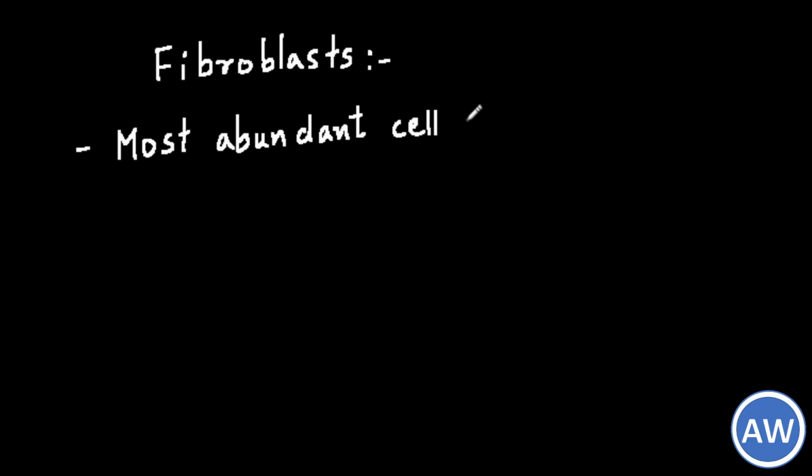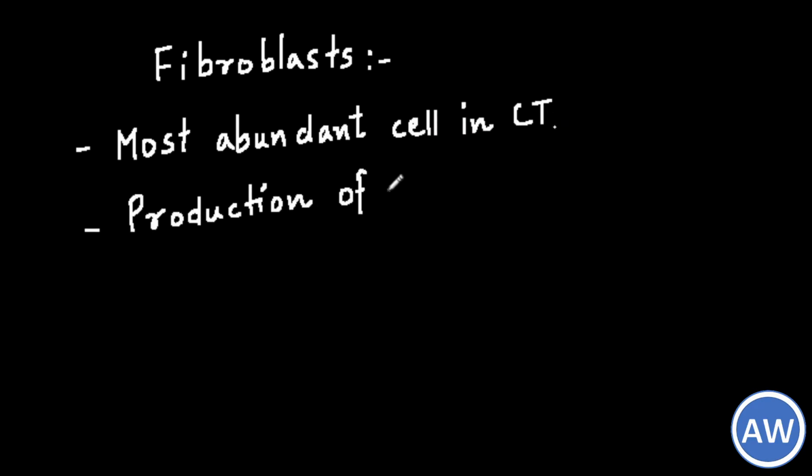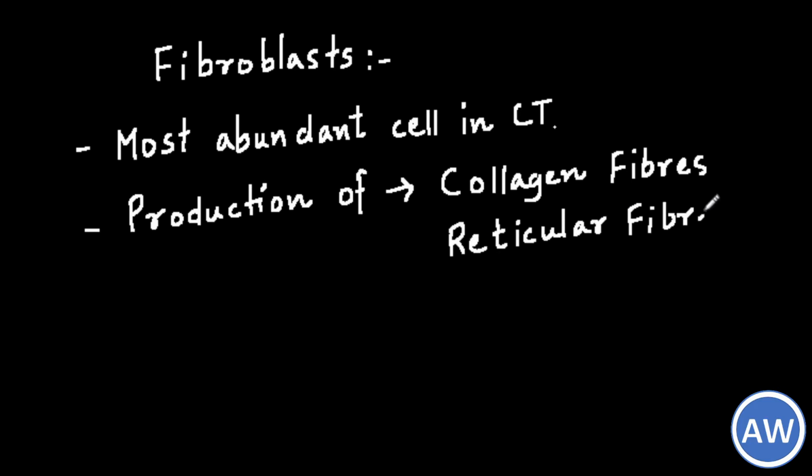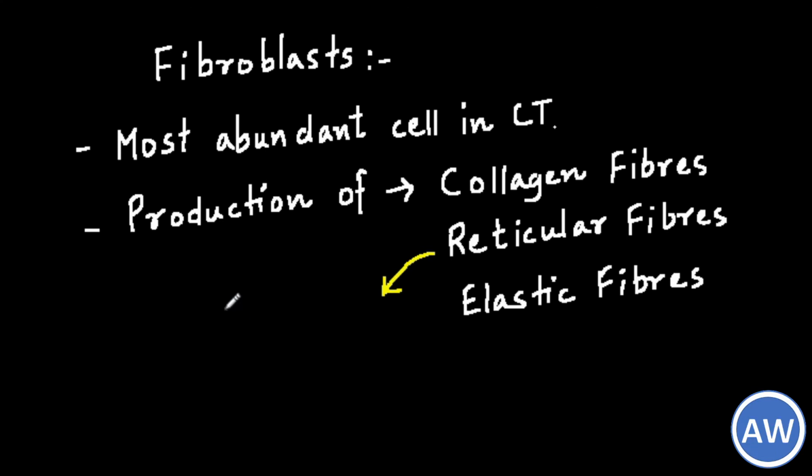Let us start with the fibroblasts. Now, the fibroblasts are the most numerous cells in the connective tissue, and they are called fibroblasts because they are concerned with the production of the collagen fibers. Apart from collagen fibers, the fibroblasts also produce reticular and elastic fibers, and whenever they are associated with the production of reticular fibers, these fibroblasts are known as reticular cells.